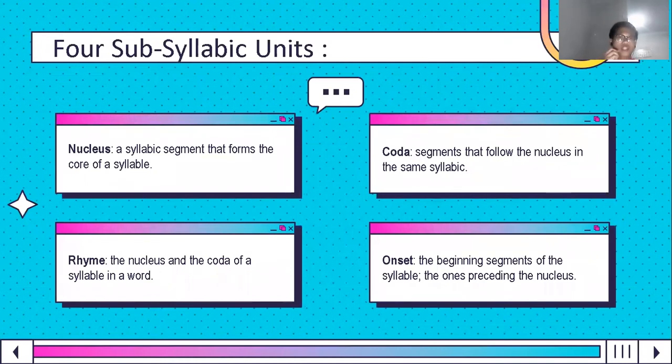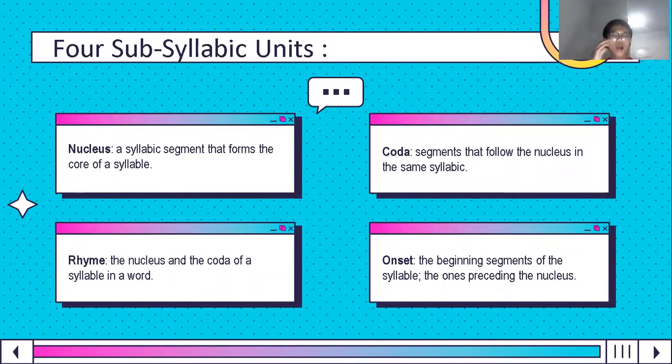In this part, we have the four subsyllabic units. The first is the nucleus. The nucleus is a syllabic segment that forms the core of a syllable. The second is the coda. The coda is a segment that follows the nucleus in the same syllable.